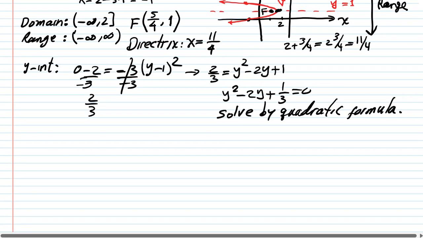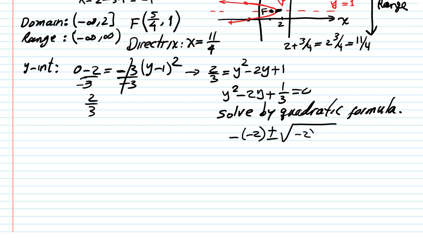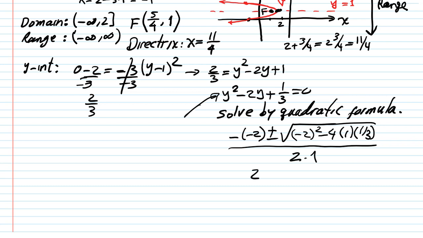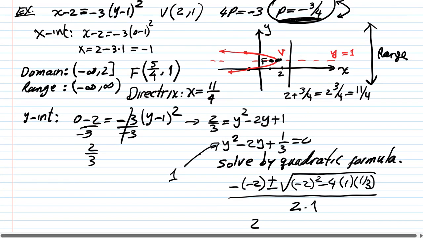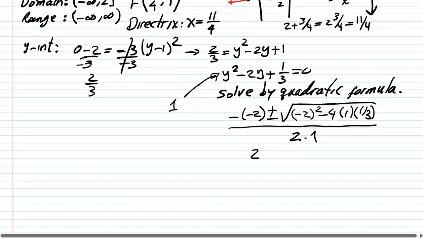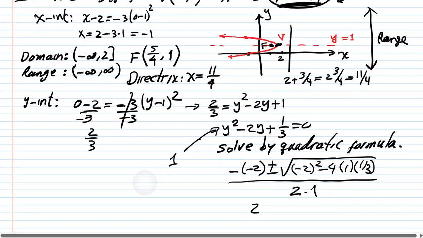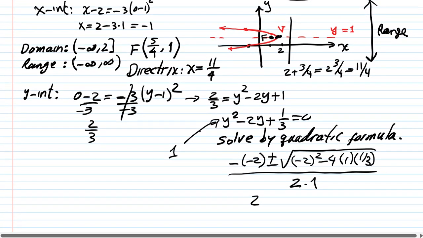The quadratic equation, negative b plus or minus the square root of b squared minus 4ac, divided by 2a. So that's going to be, and a is 1, the coefficient in front of y squared, a is 1. Okay. A is 1, and let's see, actually, yeah, in front of this quadratic equation, a is 1.